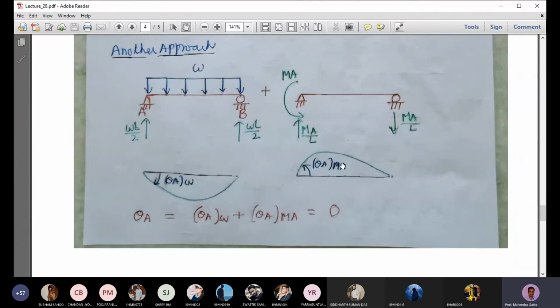Now the compatibility condition says that the total rotation at A is 0. That means rotation due to this load W and rotation due to this moment MA should sum to 0. So theta A due to W plus theta A due to MA should be 0. So our problem will be simplified. We just have to find the rotation at A due to this distributed load and the rotation at A due to this moment MA. Then we can sum them up and equate to 0. Then we can find MA. Okay, so let's do that.